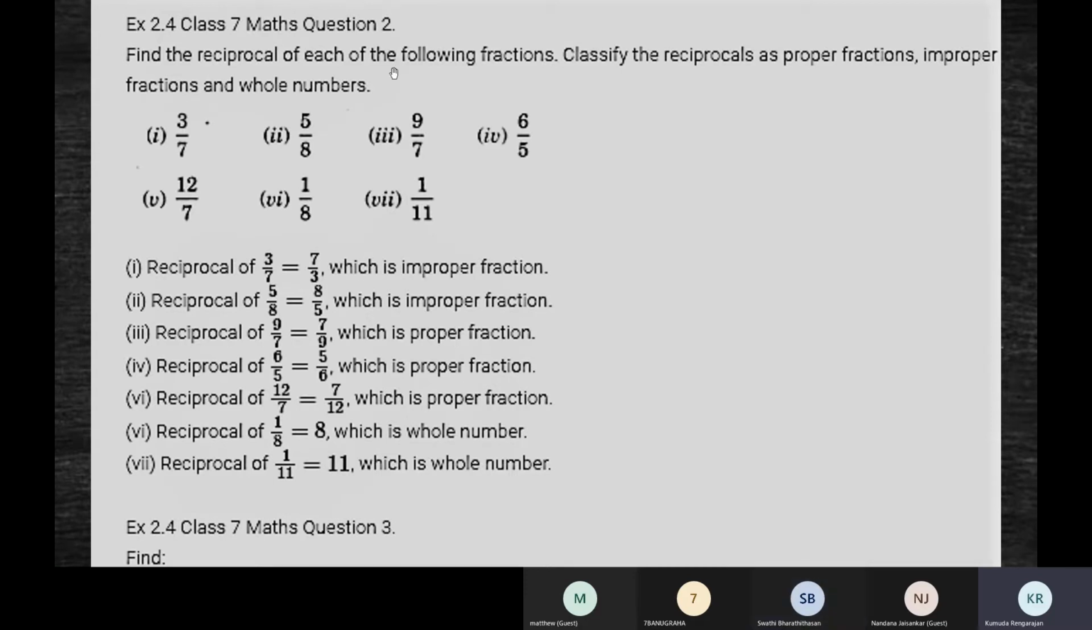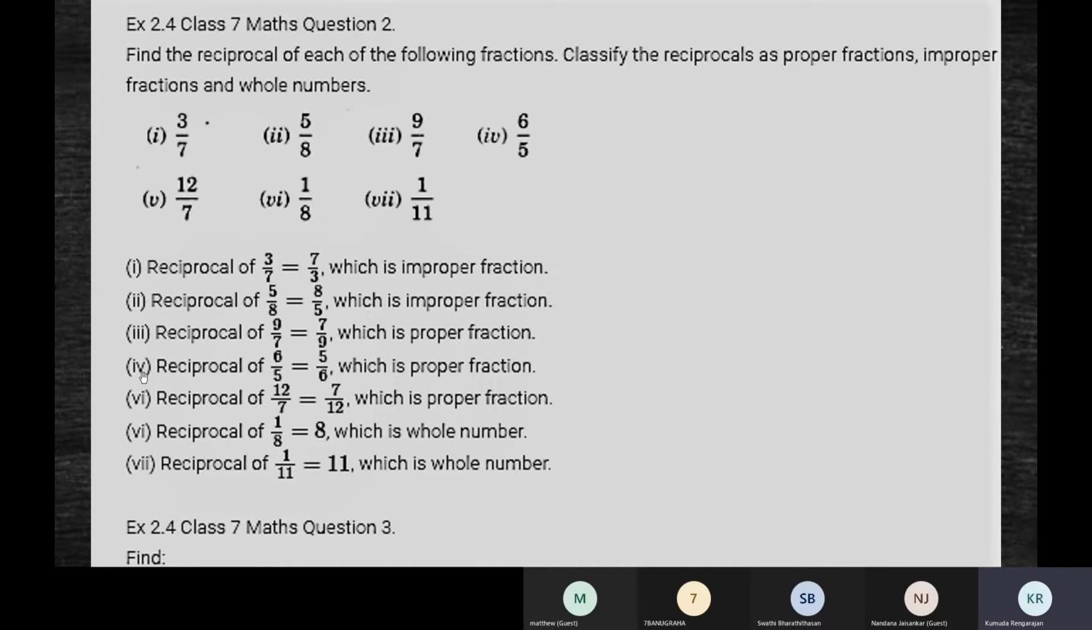So we have to answer two questions. We are given a fraction. The first thing is to write the reciprocal of the fraction. Okay, we wrote the reciprocal. The reciprocal of 3 by 7 is 7 by 3. Then you must comment whether the reciprocal is a proper fraction, an improper fraction, or a whole number. So the reciprocal 7 by 3 is an improper fraction.